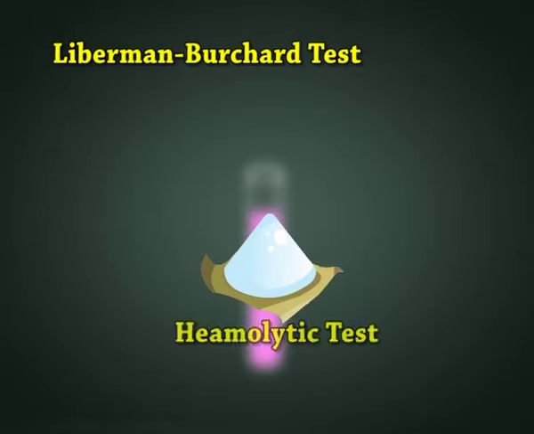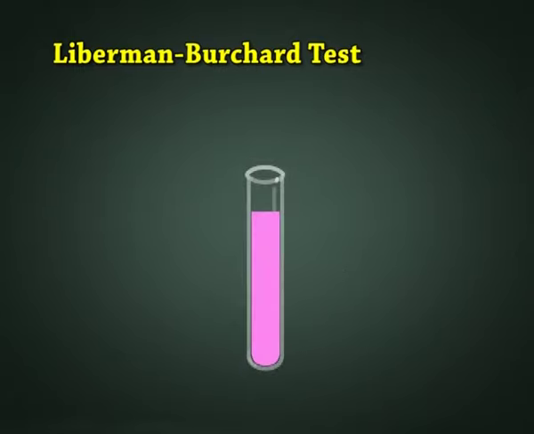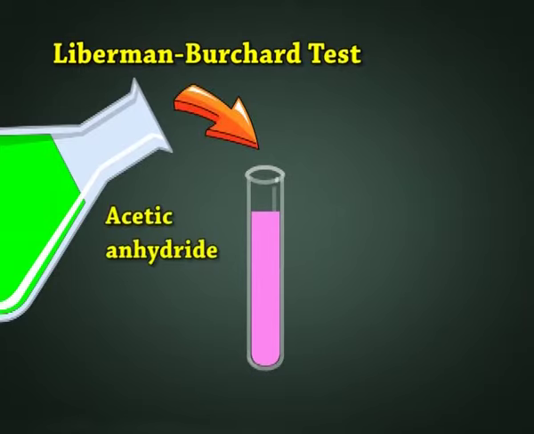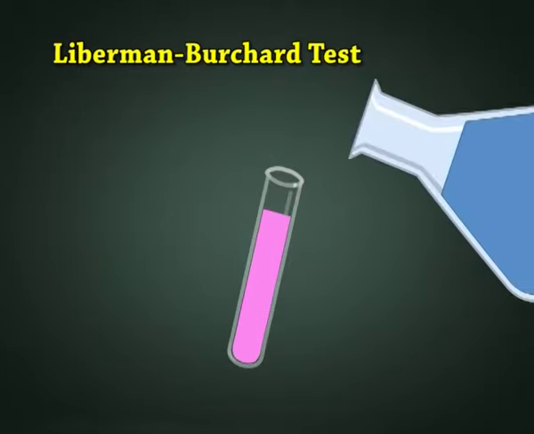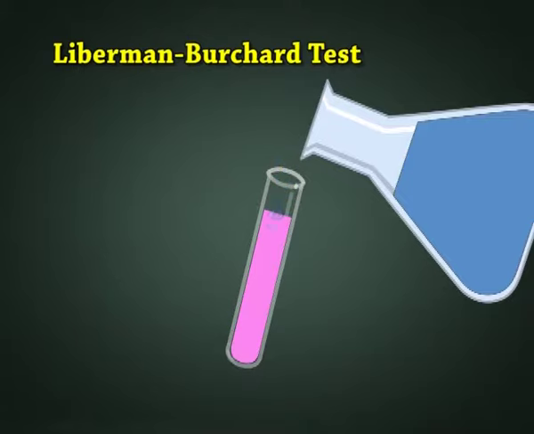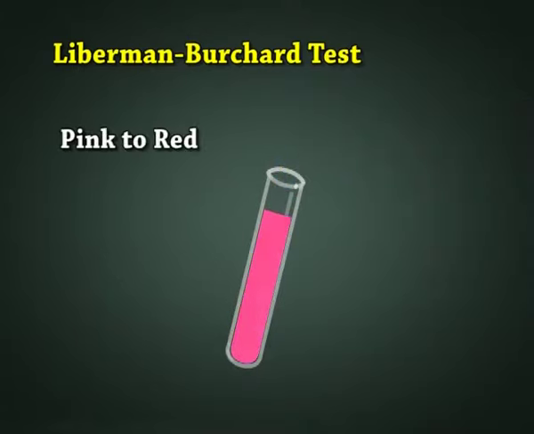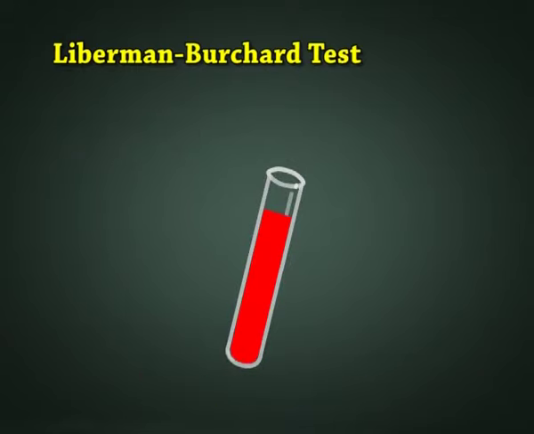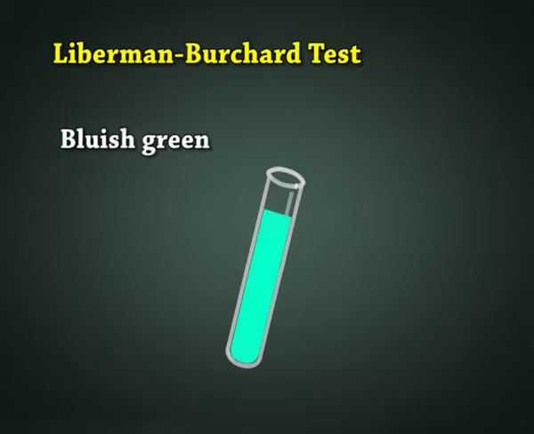First, we have to dissolve a little quantity of drug compound in chloroform and then add an equal volume of acetic anhydride to it. Add 1 or 2 drops of concentrated sulfuric acid from the side of the inclined test tube. Pink to red color shows the presence of triterpenic glycone, while the bluish green color will indicate the presence of steroidal glycone in the saponin compound.